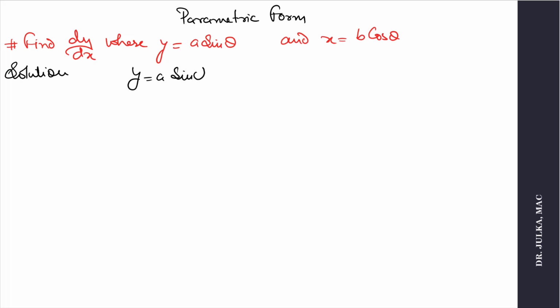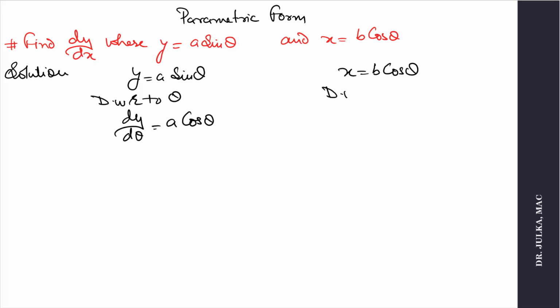y is a sin theta. When we differentiate with respect to theta, both sides, we will get dy by d theta equals a as it is, and the derivative of sin is cos theta. x is b cos theta. When we differentiate with respect to theta both sides, we will get dx by d theta equals b as it is, and the derivative of cos is minus sin theta.